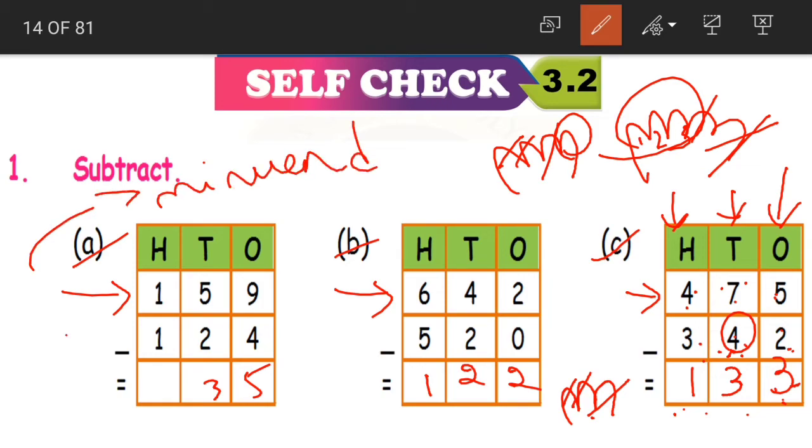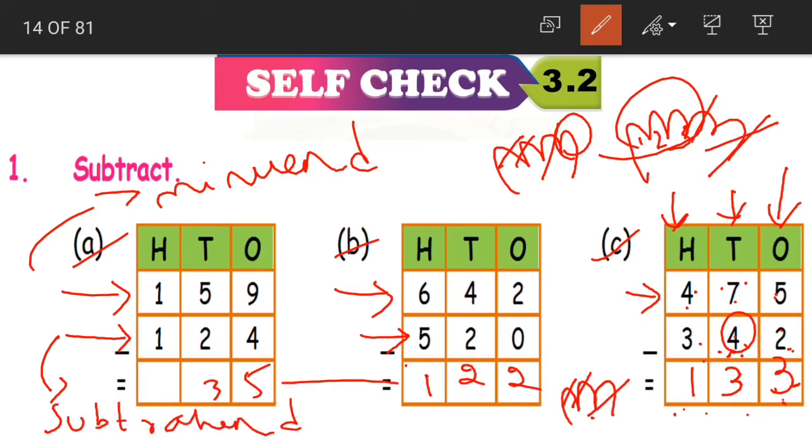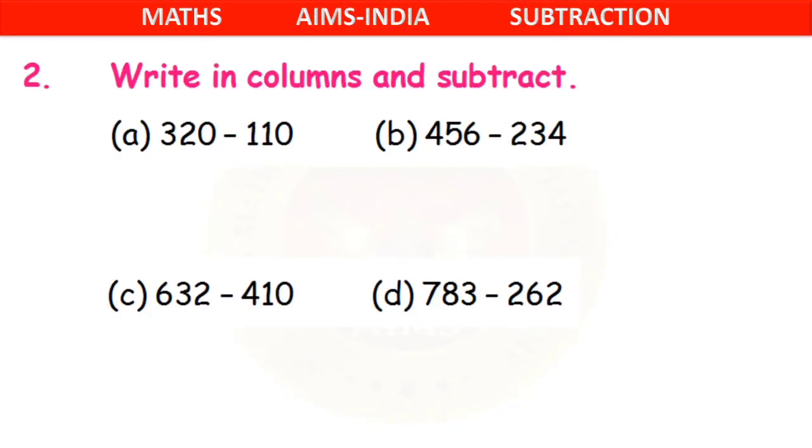Yes, these are called the minuend, and the number which we are subtracting, or the second number, or the smaller number, is called the subtrahend. Right, children? Now what will this answer be called here? We got this will be our difference. Yes, clear? Minuend, subtrahend and difference.